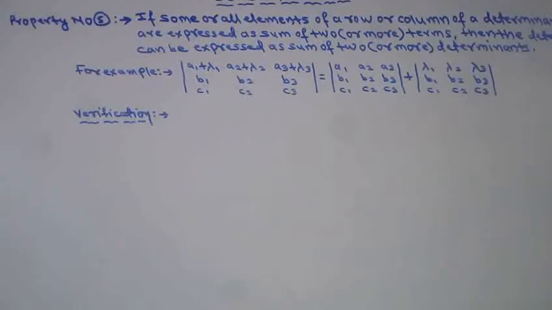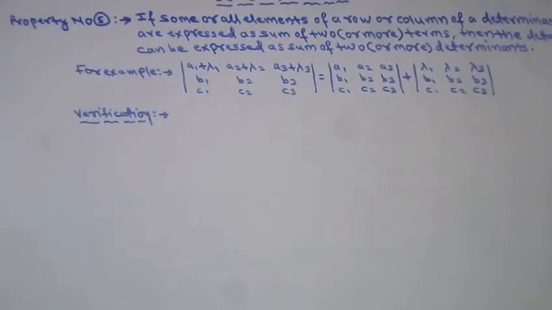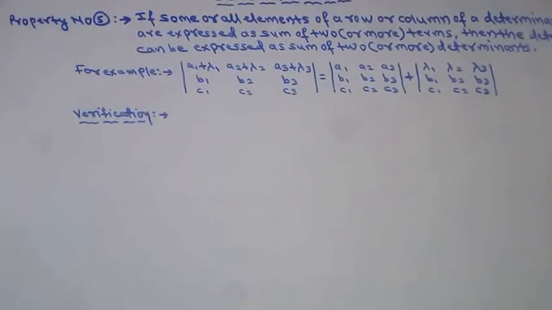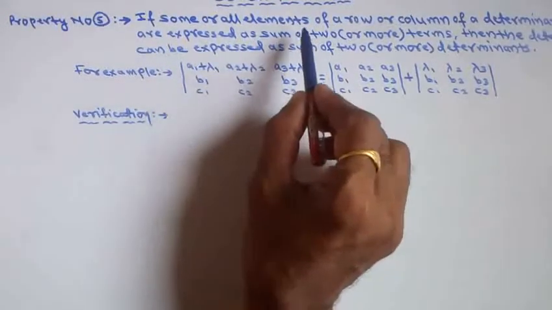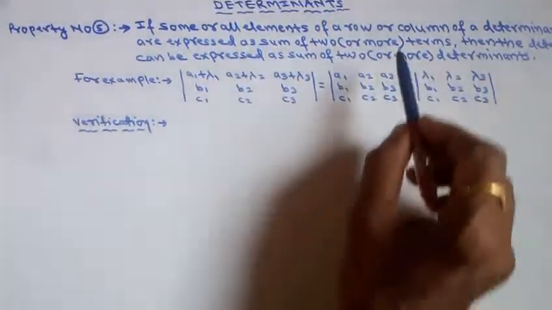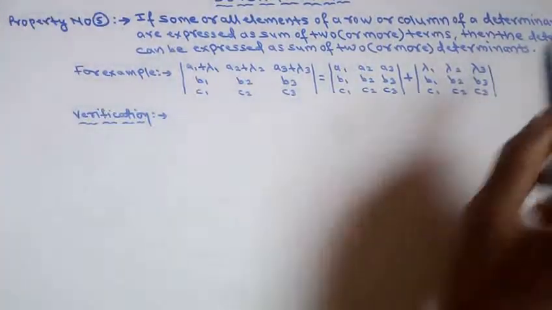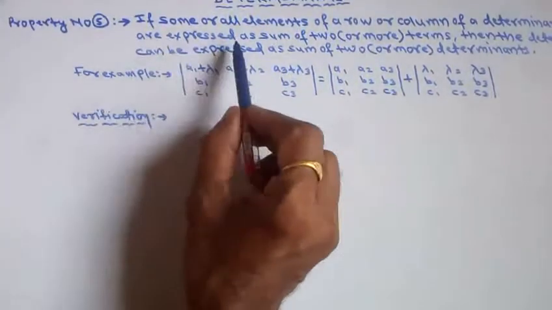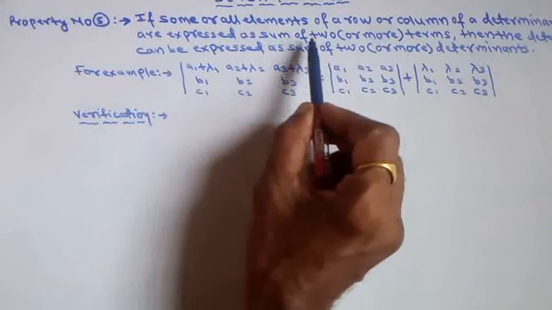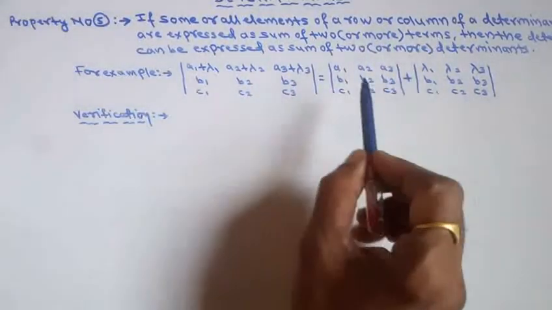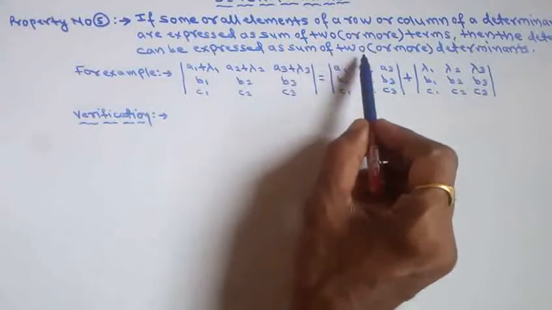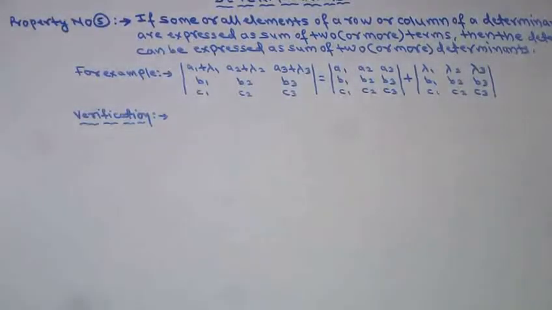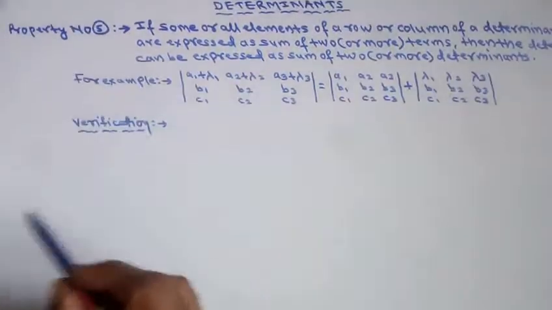Now today, in this video, we shall discuss property number 5. Now see what is property number 5. If some or all elements of a row or column of a determinant are expressed as sum of 2 or more terms, then the determinant can be expressed as sum of 2 or more determinants. See, what does it mean?